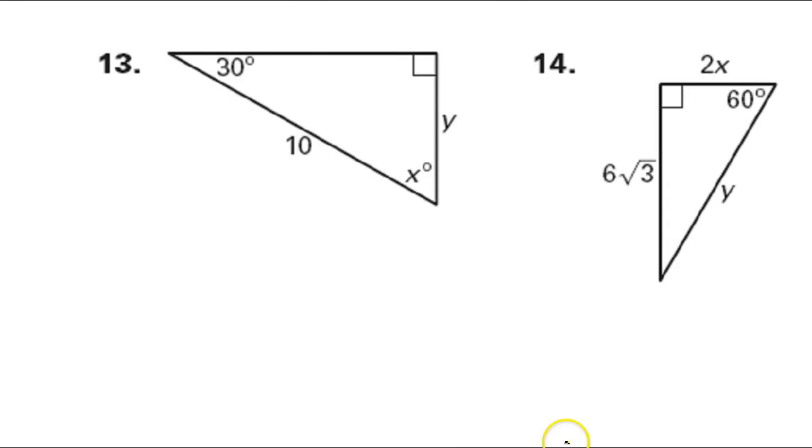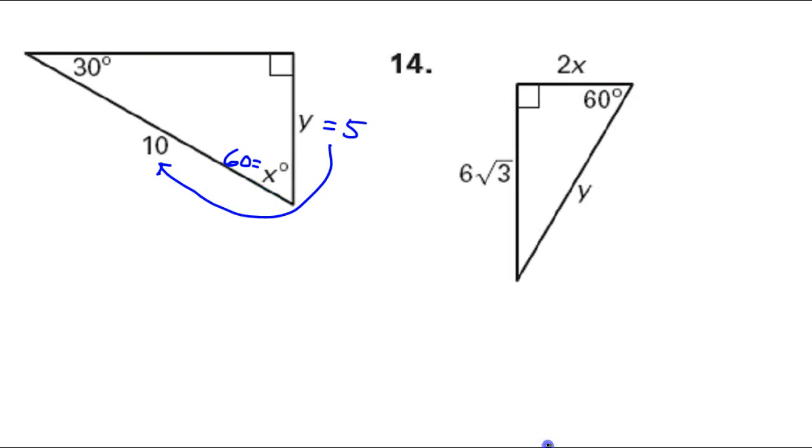Okay, number 13. They're telling us that y is the short leg. Alright, we're calling that y. So that means, well, first of all, 30, 60, 90. So let's just get that out of the way. X is 60. Now, y is the short leg. The hypotenuse is 10. That means this must be 5. Because the hypotenuse, you can always get it by doubling the short leg. So if the hypotenuse is 10, y must have been 5. Number 14.